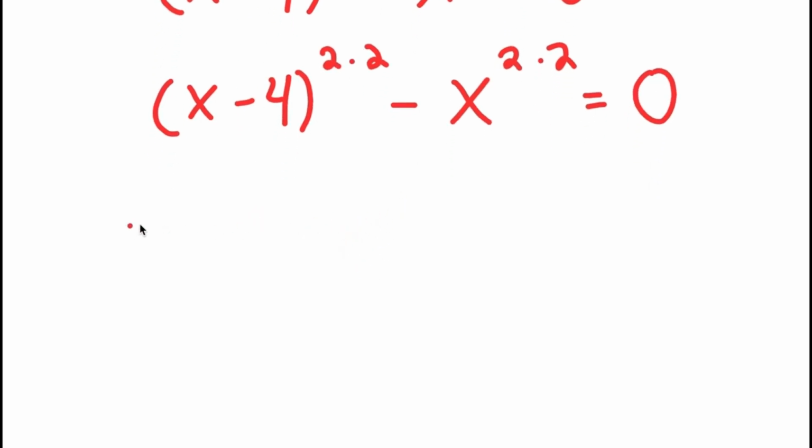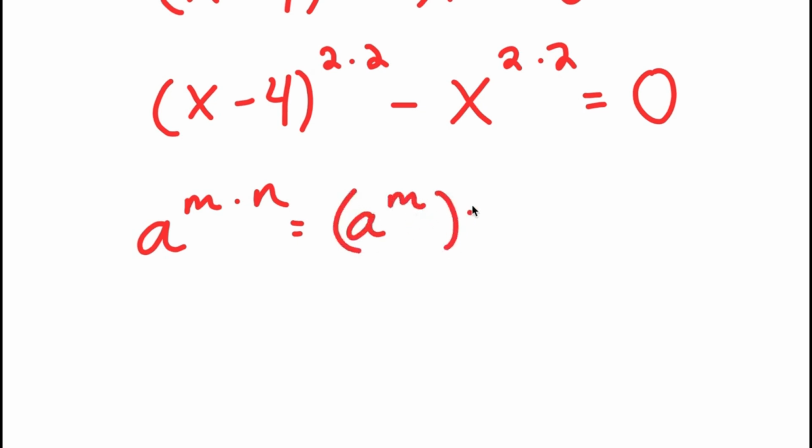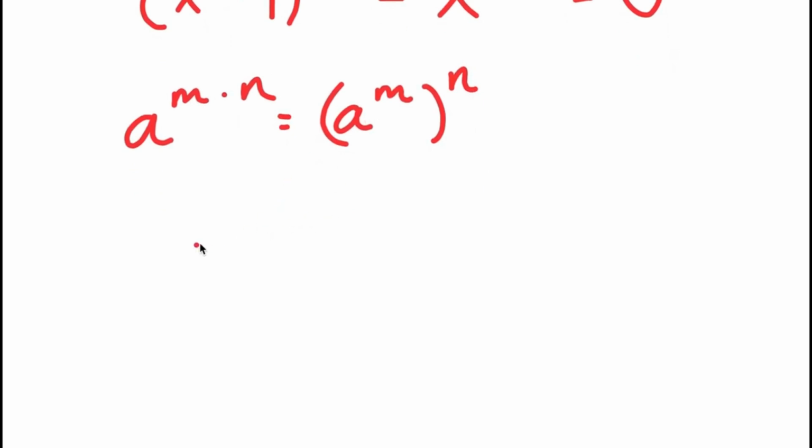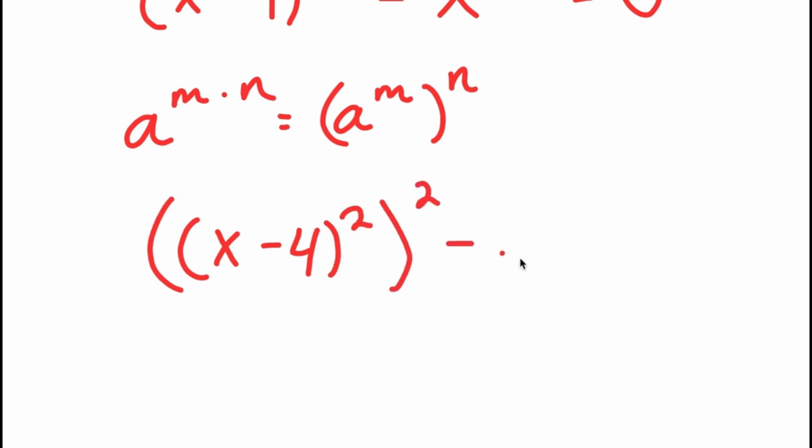Now, if I have something in the form a^(m·n), this is equal to (a^m)^n. So (x - 4)^(2·2) is going to equal ((x - 4)^2)^2. And then I have this minus (x^2)^2 is equal to 0.